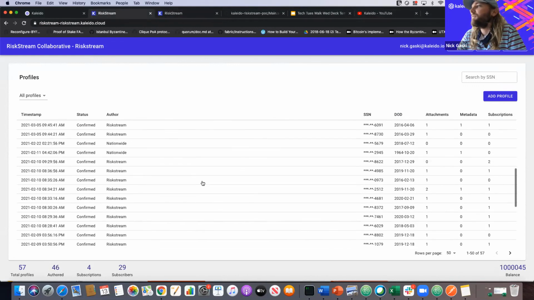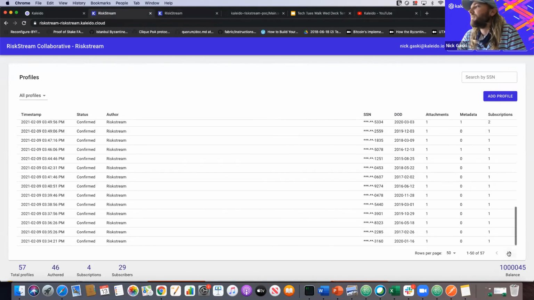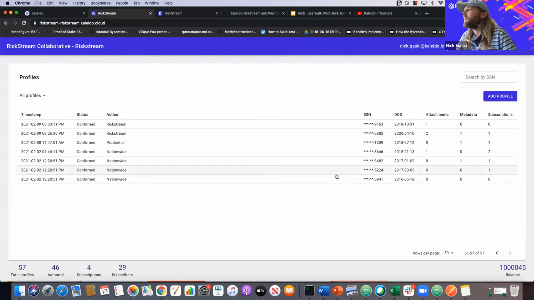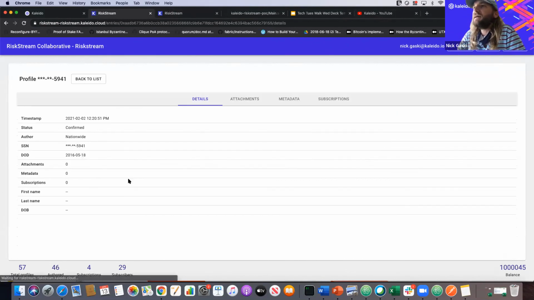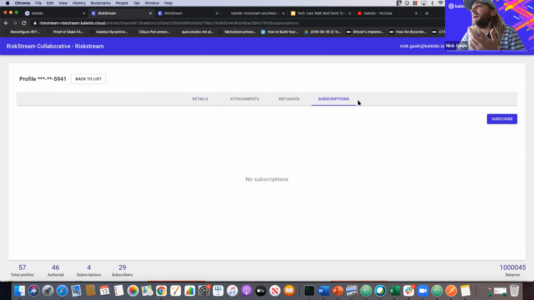Just looking at the flow, what we'll first notice is that if we're not subscribed to a profile right here, we can look at maybe this one right here, authored by Nationwide, no subscriptions. So I can click on this and we'll see that I see some of the high level metadata. I can see the author, I can see that timestamp, I can see the date of death, but I don't have the ability to purchase any attachments. I can't see fraud indicators. I can't see first name, last name, and specifically date of birth, and I can't get that death certificate, right? I need to subscribe to this profile in order to get it. I need to make that action right there.